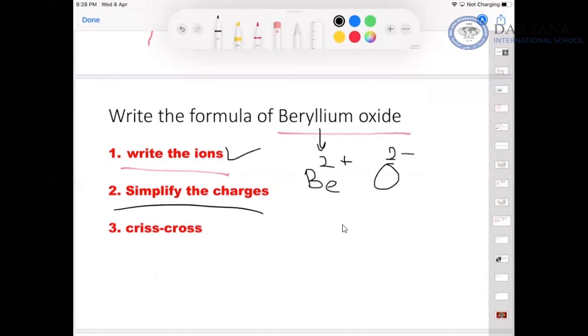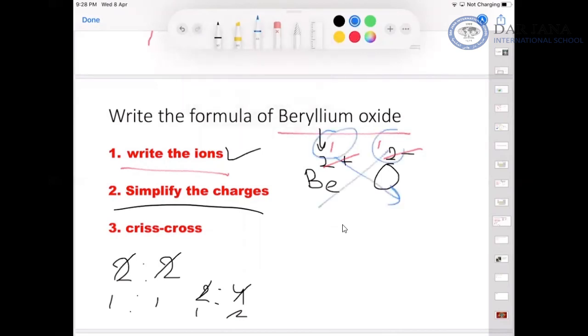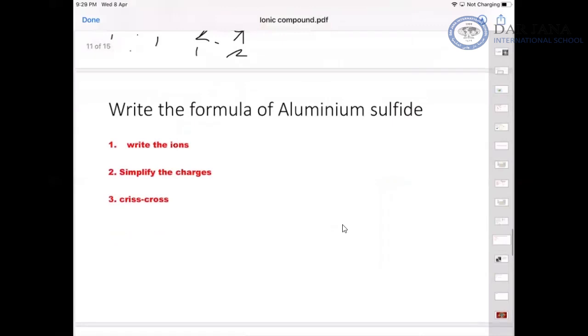Now step 2, simplify charges. Simplify here the same way you simplify in mathematics. So if you have a 2 to 2 ratio, when you simplify it will be 1:1, right? If I have 2 and 4, when you simplify it will become 1 and 2. So I will just simplify the ratio +2 and -2, so they will cancel each other out, and it will be 1. Remember, we don't write the 1 when we crisscross. So now if I crisscross, it will be Be1 and O1, but we will not write the 1. So it's just BeO. Easy, huh? Let's try another example.